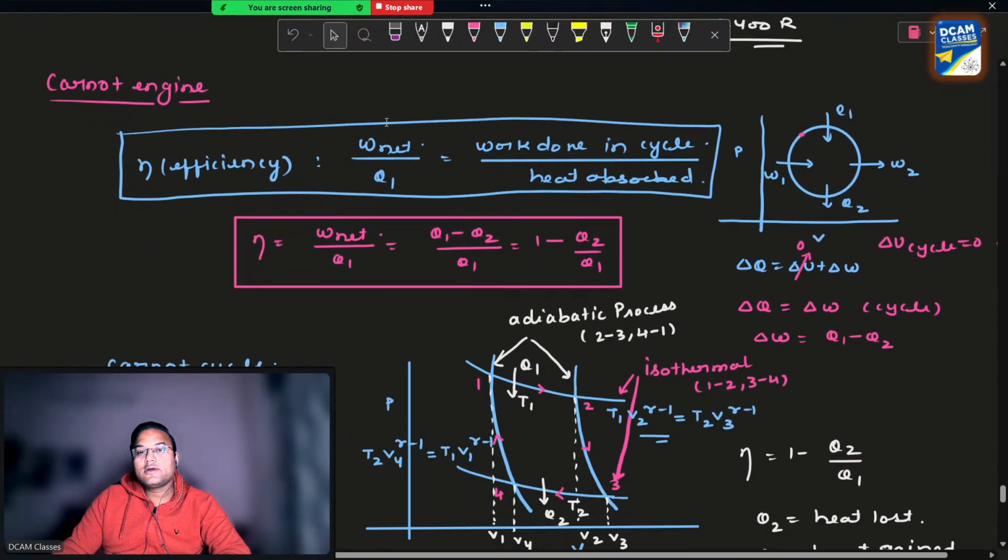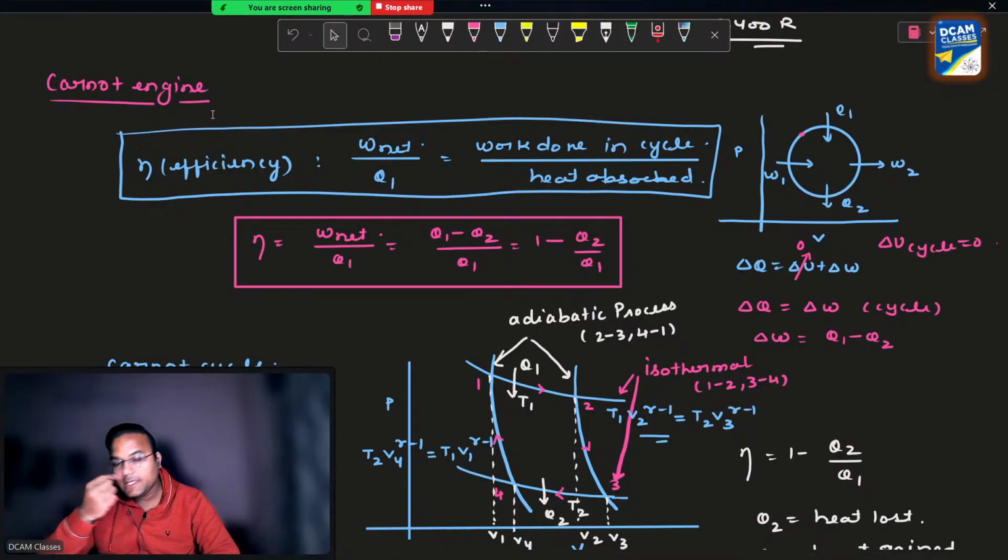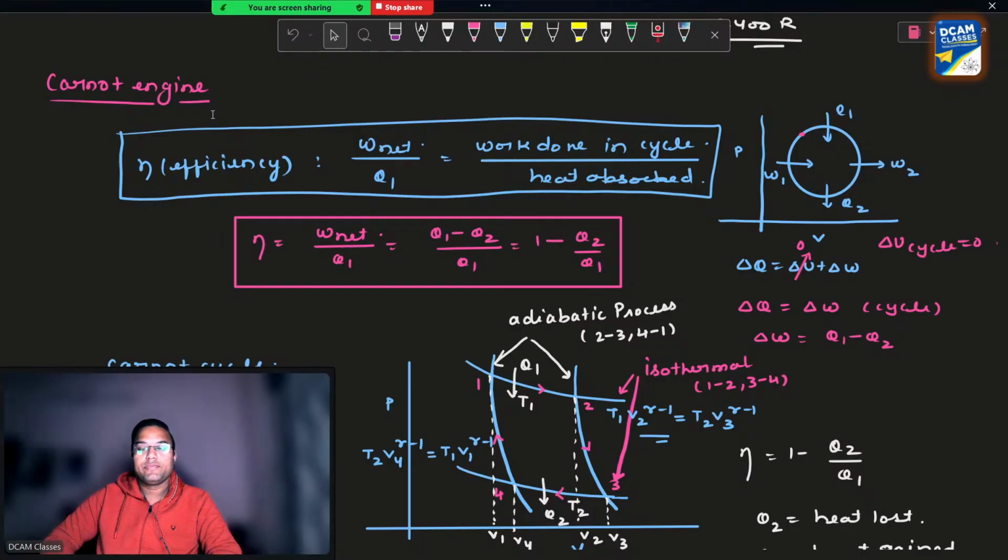The Carnot engine, what is a Carnot engine? Carnot engine is an engine which is supposed to have the maximum efficiency. Actually there are engines which are present. We see in our daily life, in cars, trucks, and all. Everywhere engines are present. Diesel engine, petrol engine, like that. Now, for every engine, there is an efficiency.